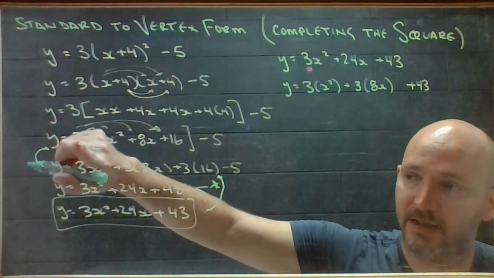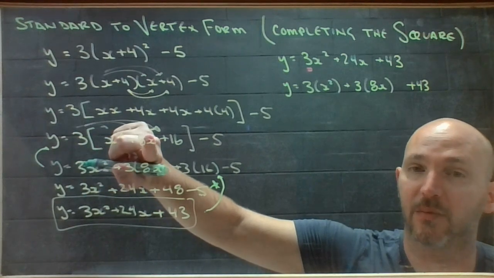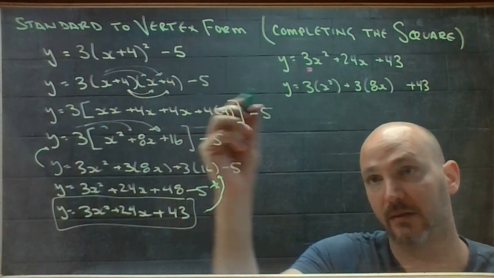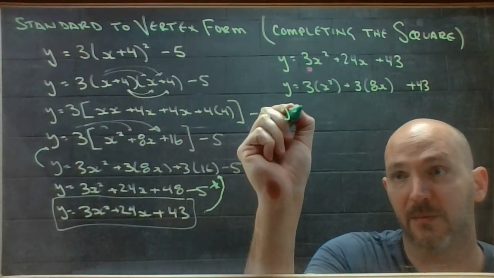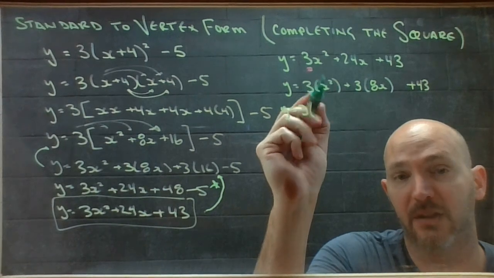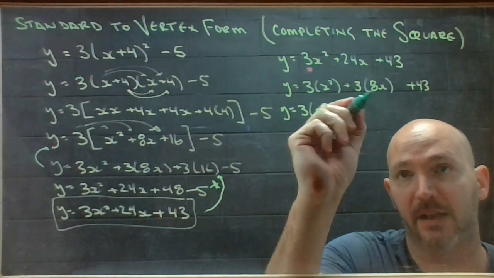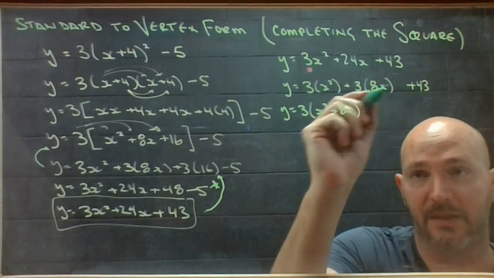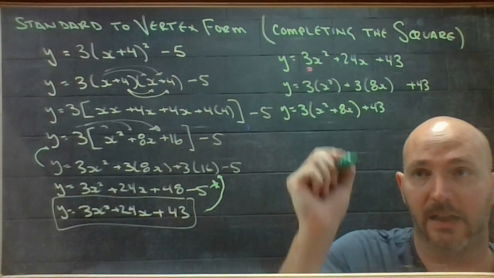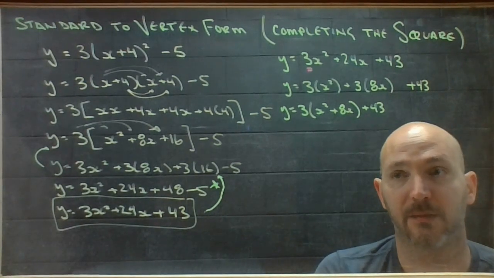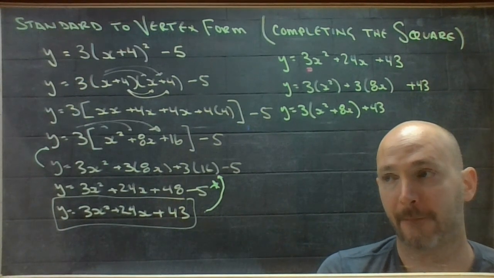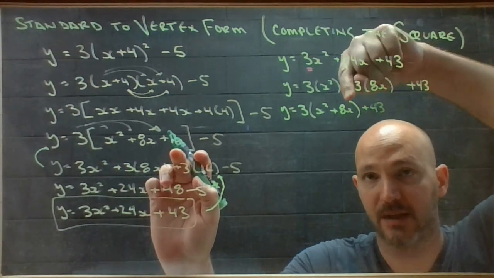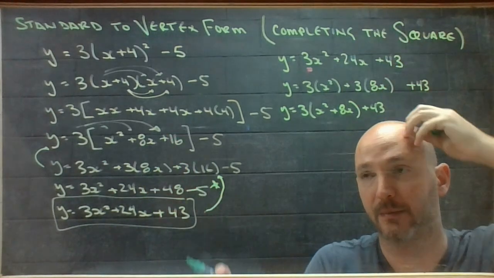When I went from this line to this line, I was throwing the 3 into the bracket. So if I go backwards, I'm pulling the 3 out of the bracket. So my 3 comes outside. I can peel it off this x squared. I can peel it off this 8x. And this number is just, again, kicking around and being unhelpful. So I've got this looking like this. I'm just missing the third number in there.